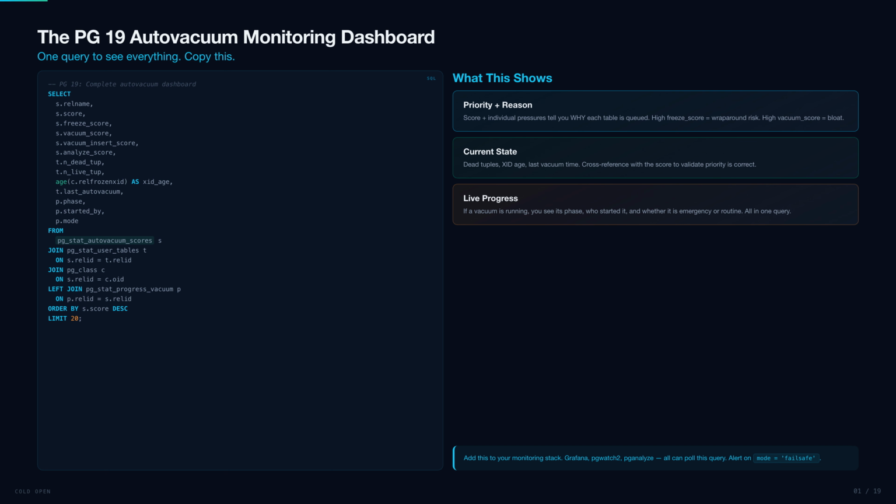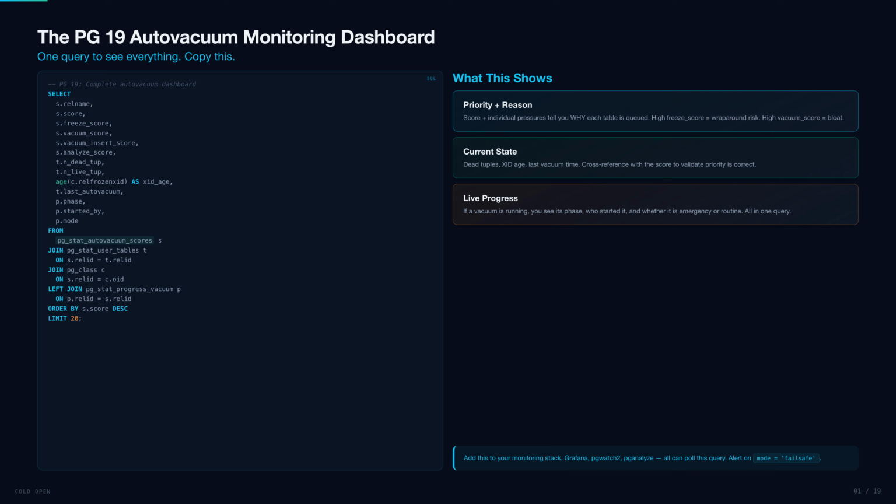This is the slide I promised. The complete PG19 autovacuum monitoring dashboard. One query that joins pg_stat_autovacuum_scores with pg_stat_user_tables in pg_class and left joins pg_stat_progress_vacuum. You get table name, composite score, individual scores, freeze, vacuum, insert, analyze, dead tuple count, live tuple count, XID age, last autovacuum time, and if a vacuum is running right now, its phase, who started it, and what mode.